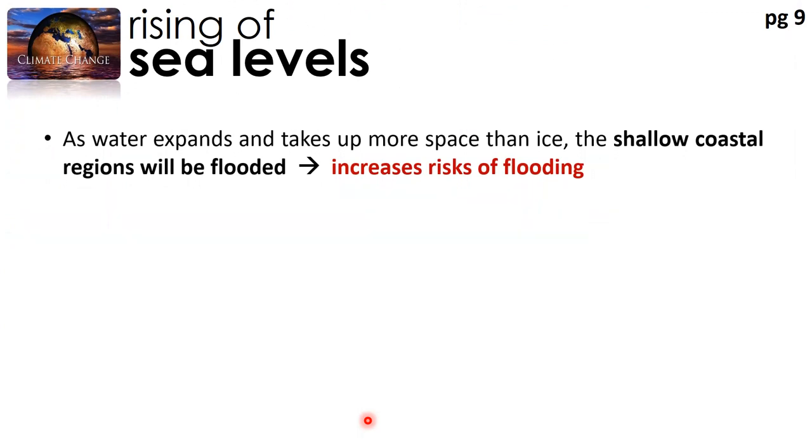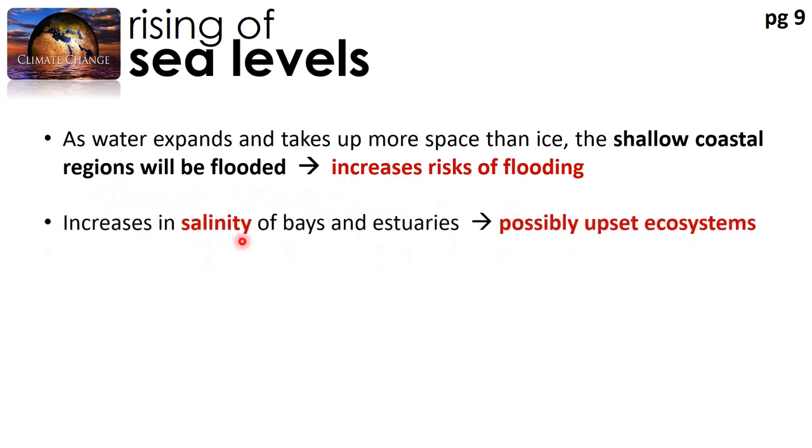Now, this has an after effect, and that is the rising of sea levels. As all of that land ice melts, it will go into the sea. And as water expands and takes up more space than ice, shallow coastal regions especially will be flooded. There'll be increased risk of flooding. This may increase salinity of bays and estuaries and possibly upset ecosystems.